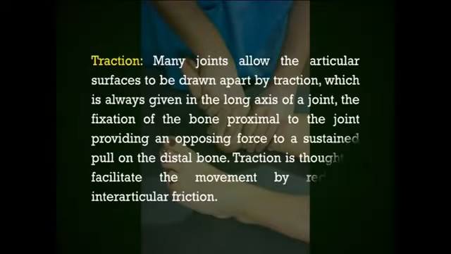And the fourth one is traction. Many joints allow the articular surfaces to be drawn apart by traction, which is always given in the long axis of a joint, the fixation of the bone proximal to the joint providing an opposing force to a sustained pull on the distal bone. Traction is thought to facilitate the movement by reducing intra-articular friction.